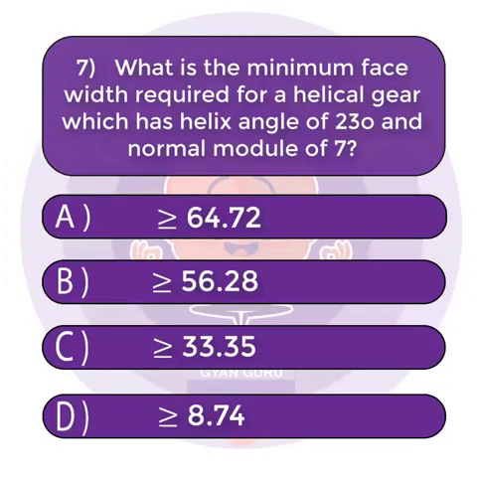7. What is the minimum face width required for a helical gear which has helix angle of 23.0 and normal module of 7? A. Greater than or equal to 64.72. B. Greater than or equal to 56.28. C. Greater than or equal to 33.35. D. Greater than or equal to 8.74.